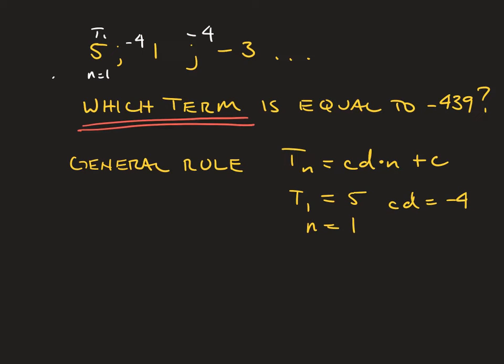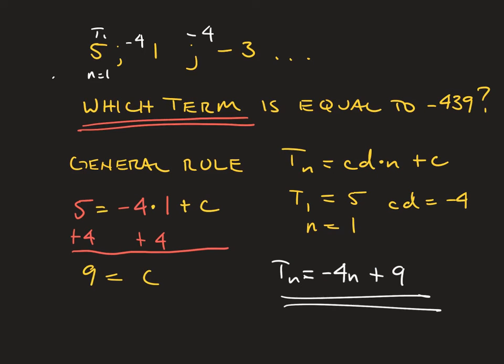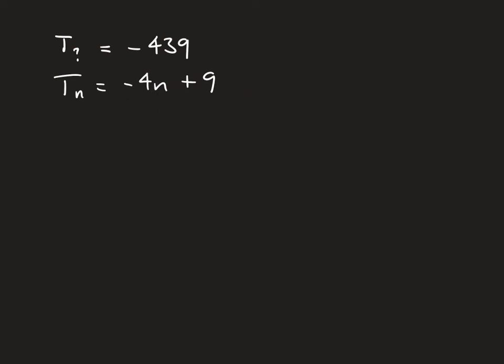Pause the video and spend a few moments right now working out the general rule. If you did your work correctly, you'll see that Tn equals minus 4n plus 9. We are now going to use this general rule to help us solve the problem. So we now have two bits of information. We know that the general rule is negative 4n plus 9, and we know that a certain number in this pattern is going to equal negative 439.